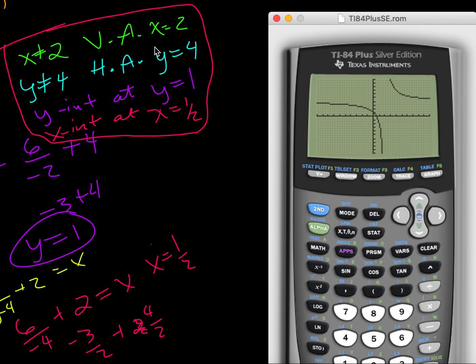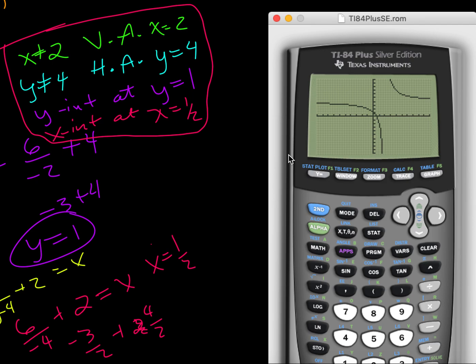we look at our vertical asymptote. And so x equals 2, that's pretty good. That looks like a vertical asymptote right there. Then y equals 4, 1, 2, 3, 4. Y equals 4, okay, that matches up. And then we have a y-intercept at 1, that looks true. And then we have an x-intercept at 1/2, that also looks true.